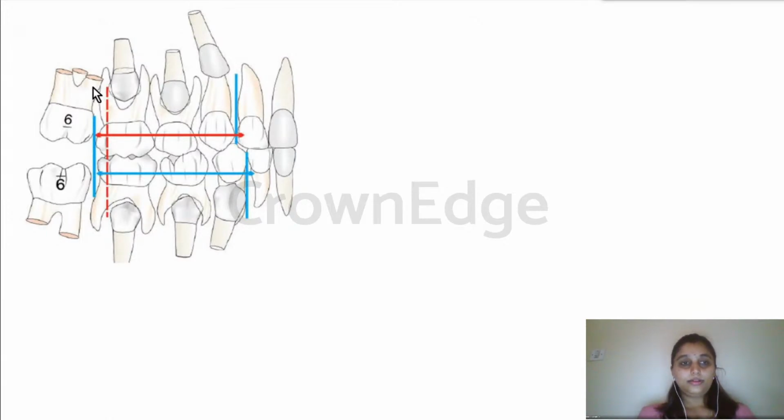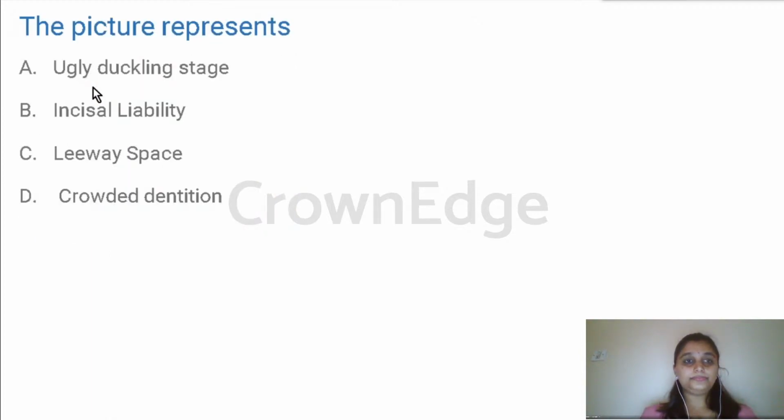Okay. I will explain to you what this leeway space of Nance is in this particular picture. All right. So look at this picture very carefully. You have the permanent molars, that is the sixes that have been marked. You have your primary canine, your primary first molars, and your primary second molars. And beneath that, you're seeing your successor teeth. Right. Now, what is this? This picture represents what?